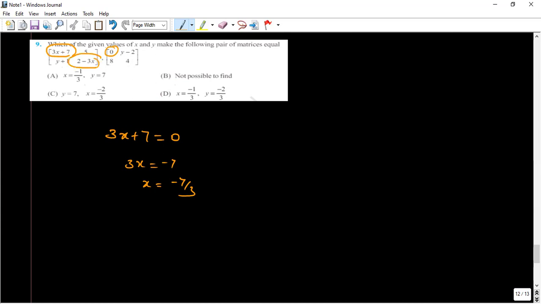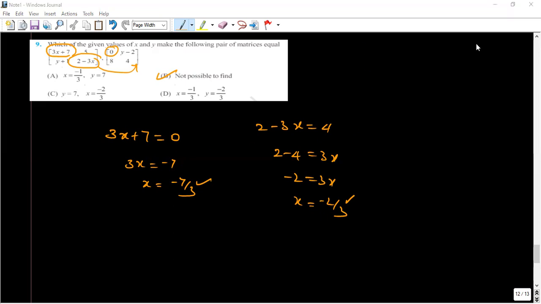Let us see this particular condition. What are we getting? 2 minus 3x is equal to 4. Then 2 minus 4 is equal to 3x, so minus 2 is equal to 3x, and x is equal to minus 2 by 3. In one case we are getting the x value minus 7 by 3, in the other case minus 2 by 3. So we will say it is not possible to find. So the given matrices are definitely not equal matrices.